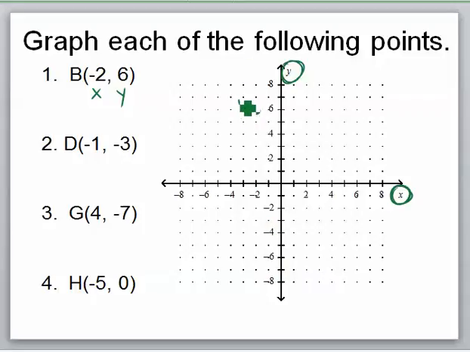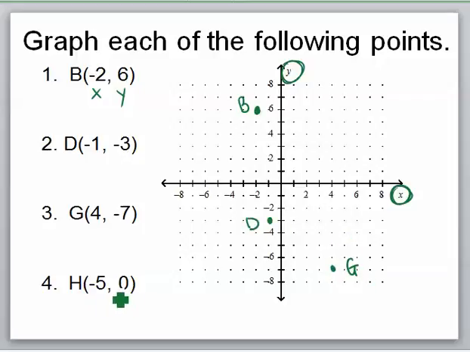So I'm going to go ahead and put B with this ordered pair. Number 2 says I'm going to graph (-1, -3). Here's -1 on the x, and then -3 on the y, and I'll go ahead and put a D on that point. Number 3 says (4, -7), so on the x, go out to the 4, and then -7 is down here. I'll put a G on that point.